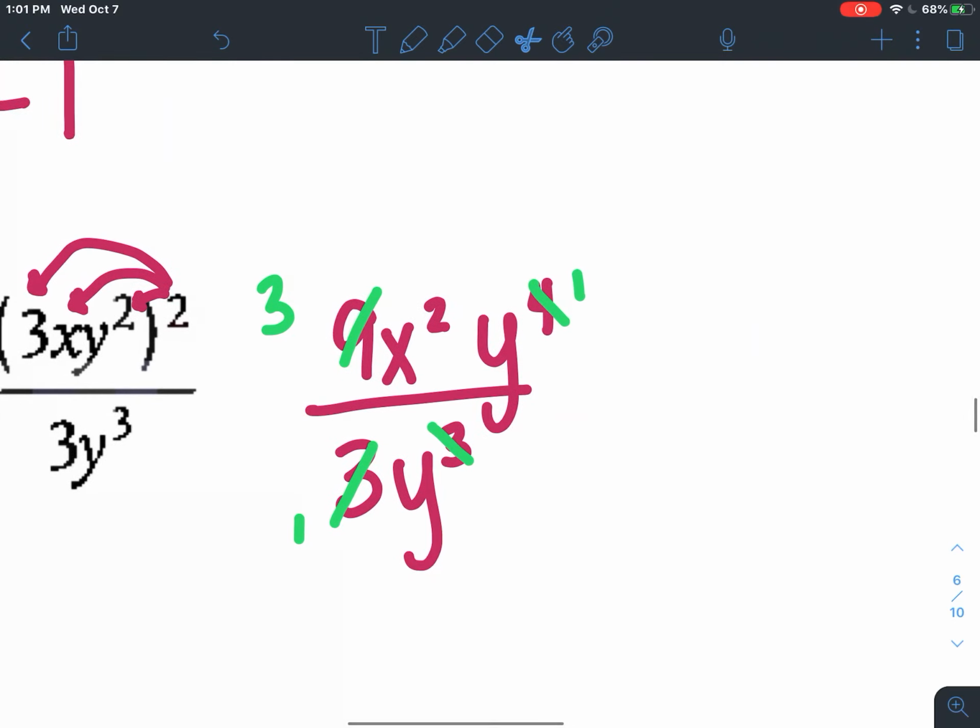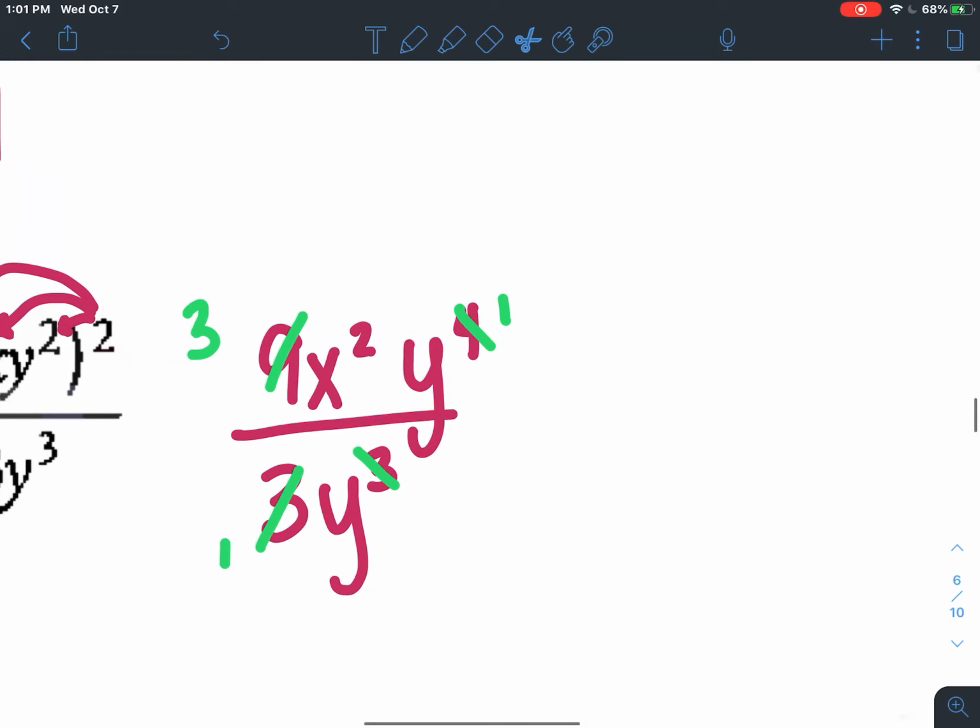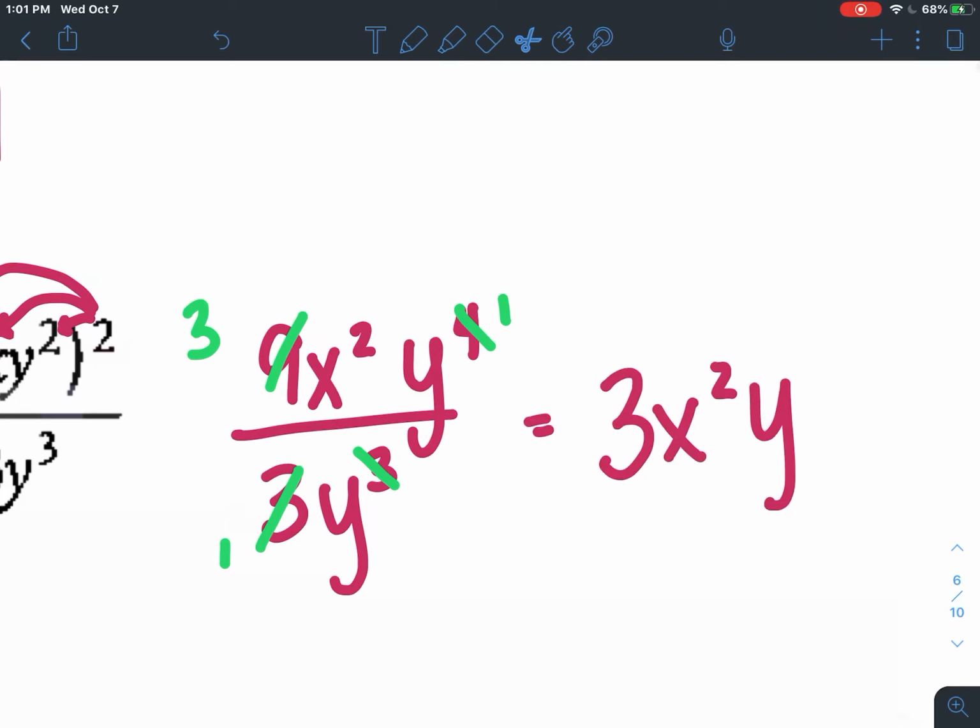And now I can cancel, in the green, I can cancel the coefficients. The 9 with a 3 reduces to 3 over 1. And then I have x squared. I can't cancel that with anything, but I have y to the 4th over y to the 3rd. So I can subtract those exponents. If you need like a visual, you'd have 4 y's on the top. Y times y times y times y over 3 y's on the bottom. Y times y times y. And then you could cancel y, and y, and you'd just be left with one y on the top. So our answer is 3x squared y.